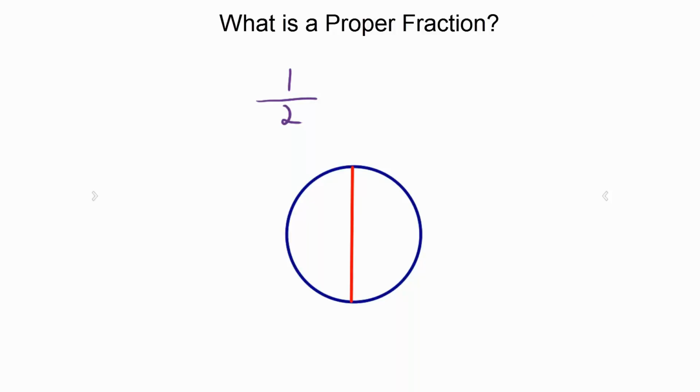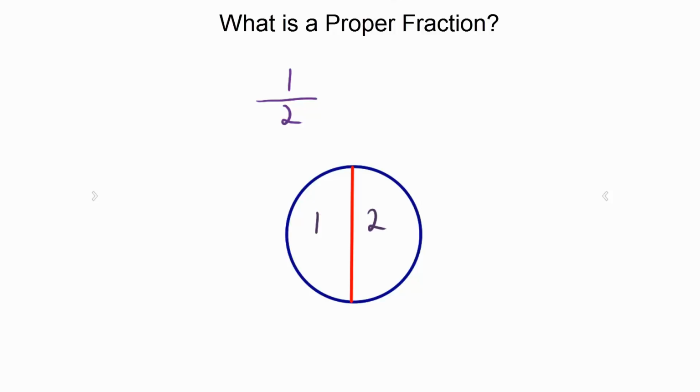Our whole circle now has been divided into 2 pieces. 1, 2. Now let's look at the top number, which is 1. This is the numerator. This tells us how many parts we have, or the parts that we are going to fill in. It really depends on the object and what we are trying to represent.